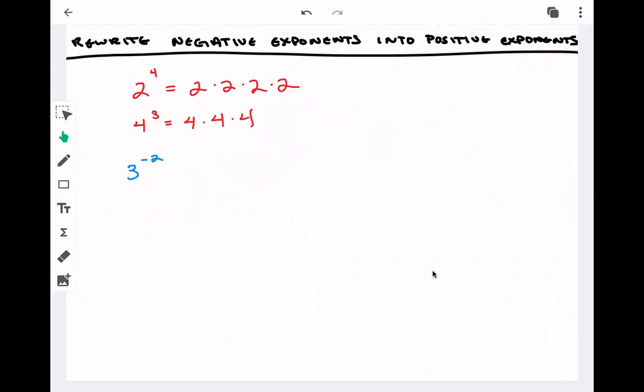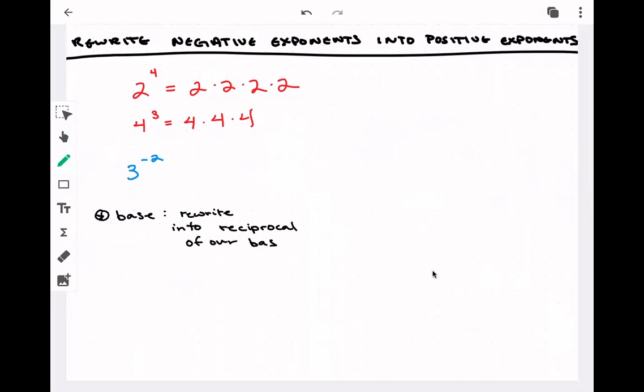So there are 2 steps that we're going to break down into how we would rewrite this into a positive way. So the first part is that we're going to look at our base. And what we're going to do is rewrite it into the reciprocal of our base.